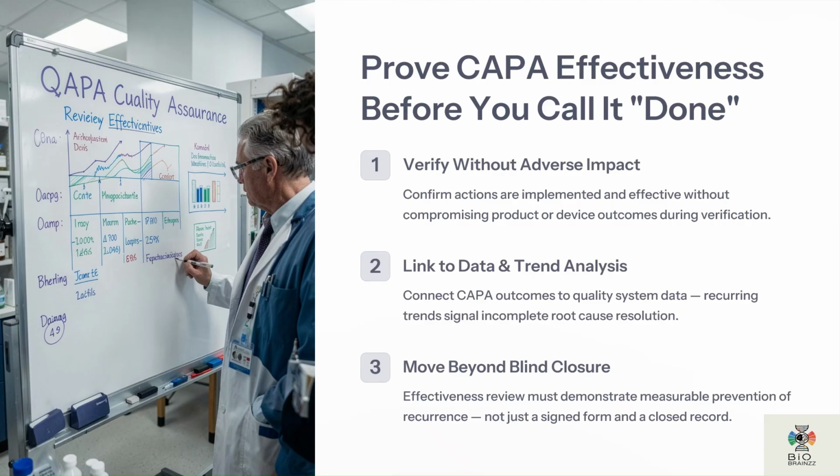The final and most important step is CAPA effectiveness verification. Many organizations implement CAPA but never verify whether it actually worked. Before closing a CAPA record, three questions should be answered. First, was the action implemented successfully without creating new problems? Second, do trend analysis and quality data show improvement? Recurring issues often indicate that the root cause has not been fully resolved. Third, has recurrence been prevented? Effectiveness review should provide measurable evidence that the deviation is unlikely to happen again. Closing a CAPA simply because all forms are signed is not enough. A CAPA is truly successful only when it produces sustained improvement and strengthens the quality management system.